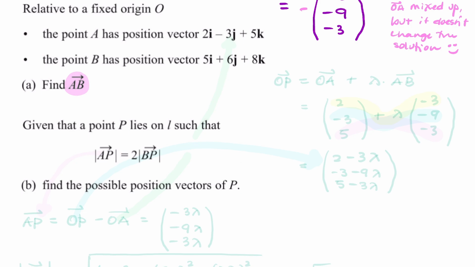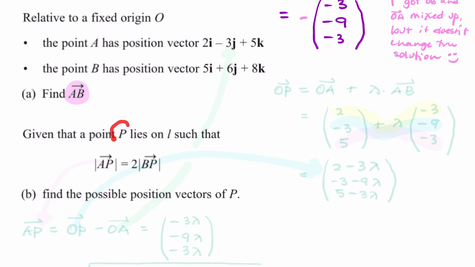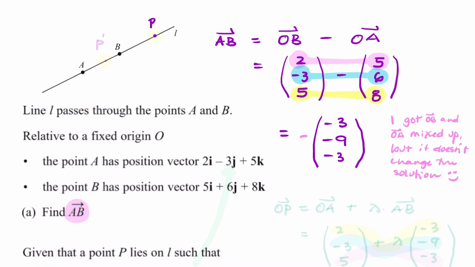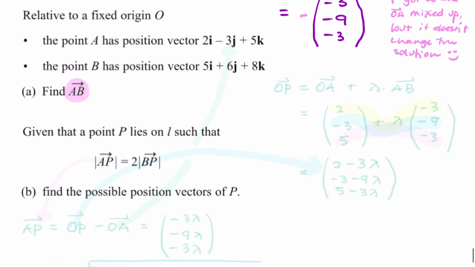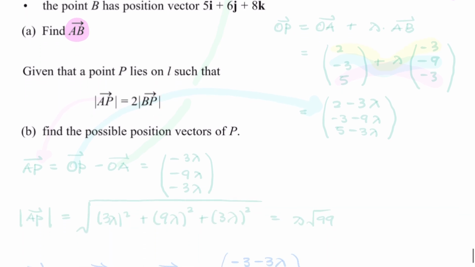Now it tells us that there's another point, P, on the line AB, such that the magnitude of AP, so the distance between point A and P, is twice the distance between B and P. So that means P is either going to be here, where the distance between A and P is twice the distance between B and P, or it'll be somewhere down here, where again the distance between A and P has to be twice the distance between B and P. So obviously there's not enough space to put it here, but in an exaggerated sketch it would be either here or there, one of those two positions. And the question is asking for the possible position vectors of P.